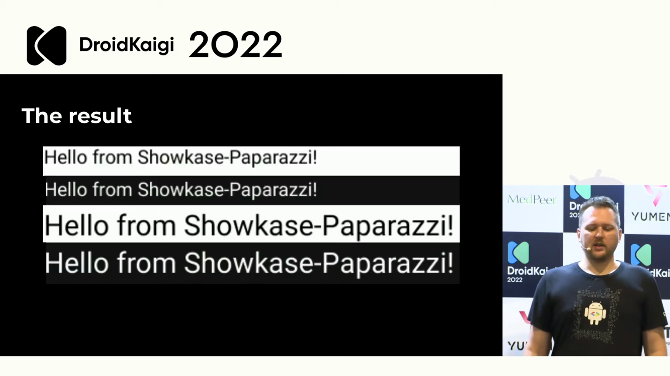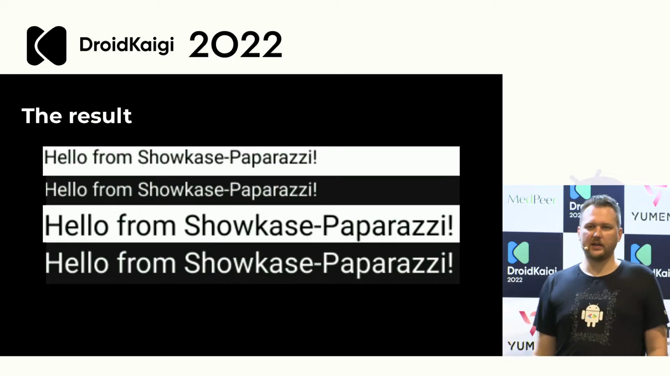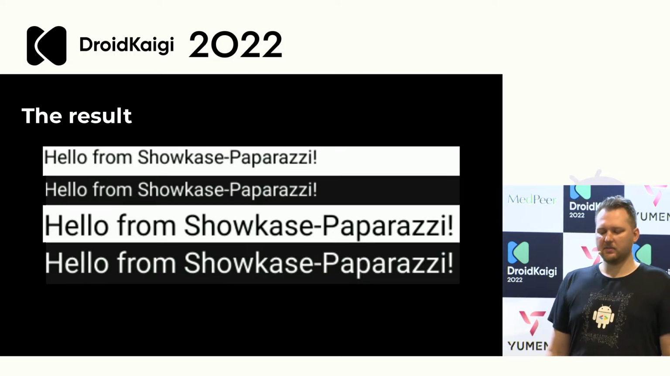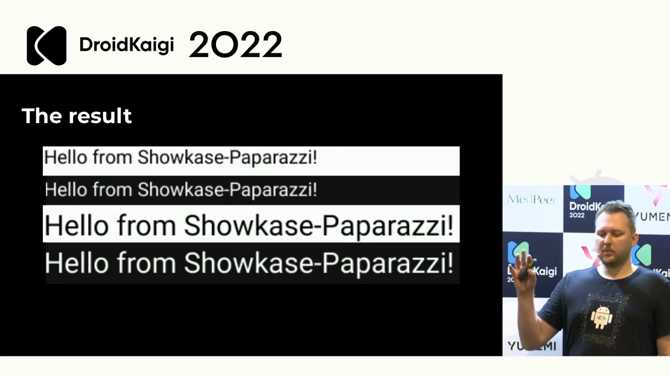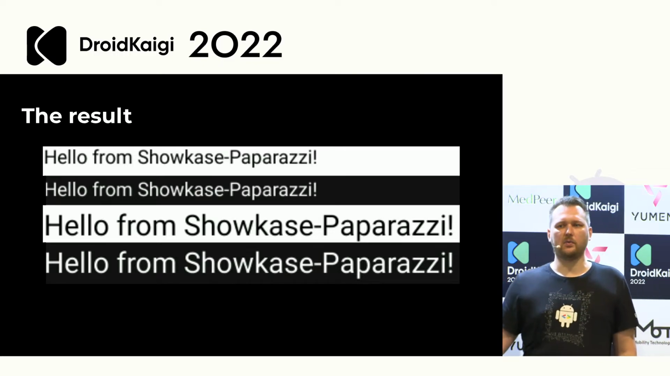So if you run it on our example, it will create these 4 screenshots of the UI I showed you earlier, a simple text. So it's a combination of light mode, dark mode, and also font scale 1.0 and 1.5.